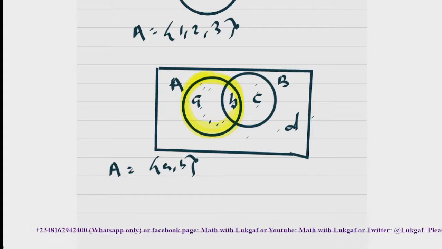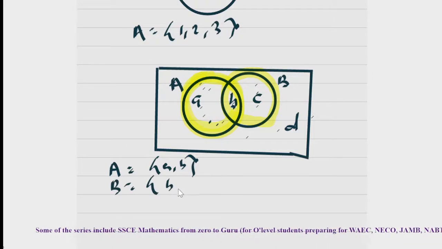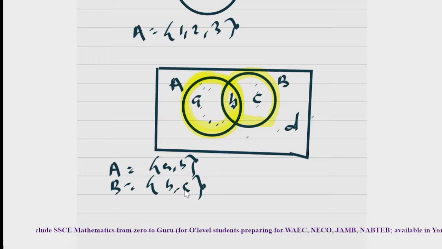Likewise, your B on the other hand will be what? This is your set B. Please be careful. So this is B. So everything that is covering, any element inside this region like this, is known as what? They are the elements of set B. So it means my set B has how many elements? That's two elements. Then your B will also be B, C. You understand now?